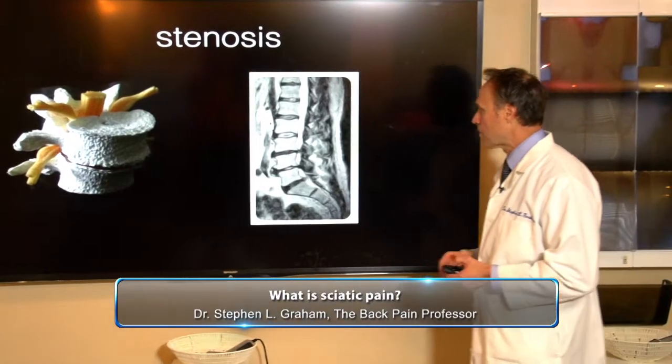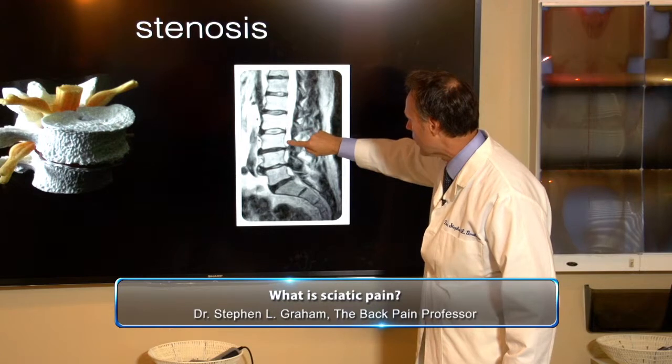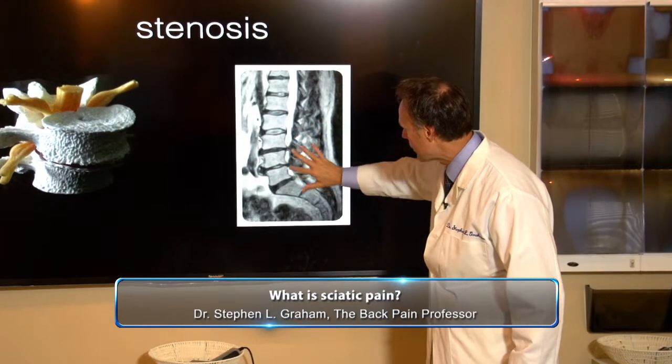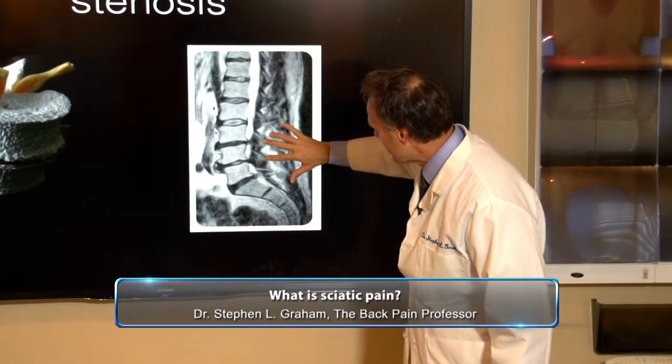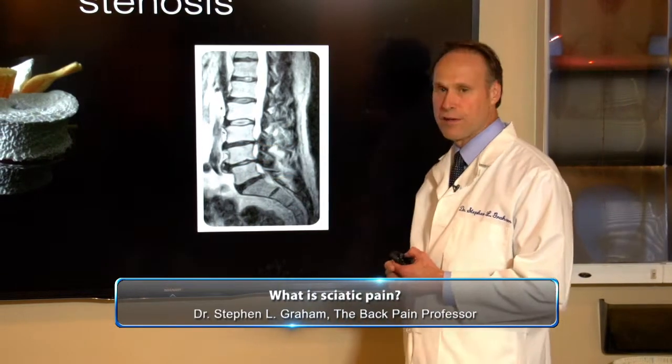Now here's the corresponding MRI. You can see how open the white is. Good white, good white. Oh, now kind of the white disappears and it's getting hit from the back and from the discs, and that's what stenosis is.